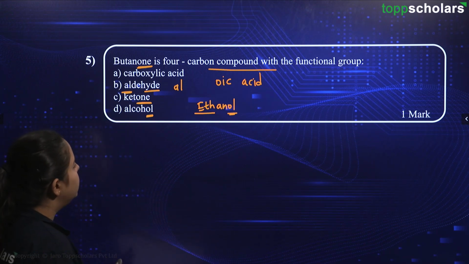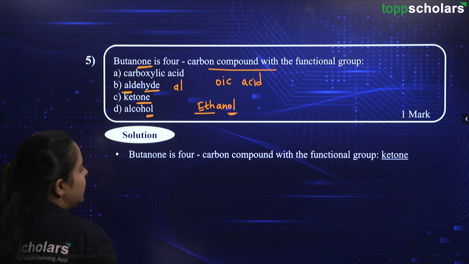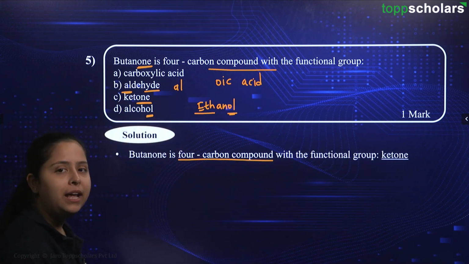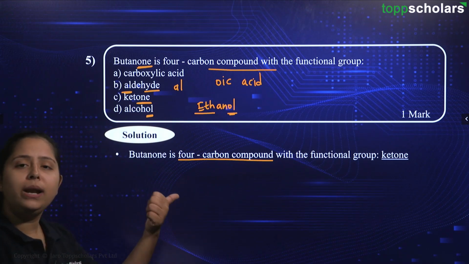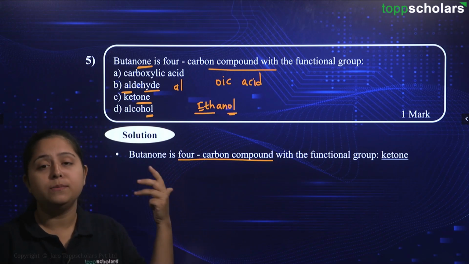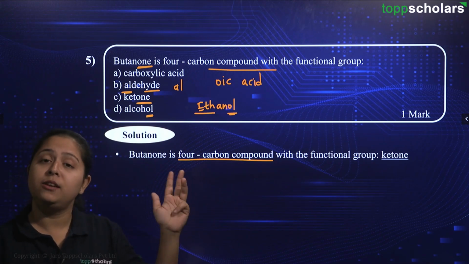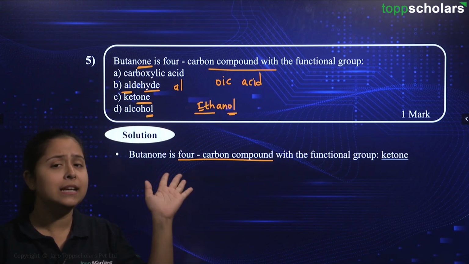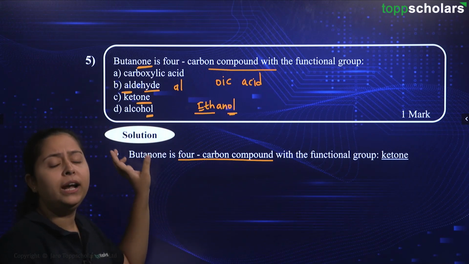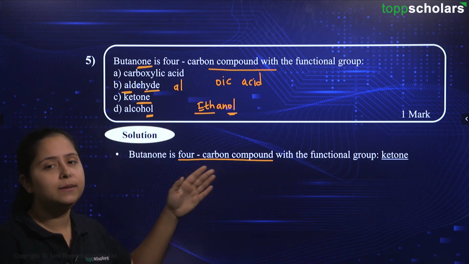Alright, let's go for the solution part over here. It says that butanone is a 4-carbon compound because of this parent name butane. We have methane which has 1 carbon, then ethane, 2 carbon atoms, propane, 3 carbon atoms, butane, 4 carbon atoms, then pentane, 5 carbon atoms, hexane, 6 carbon atoms. So you need to know these parent compounds and the number of carbon atoms present.